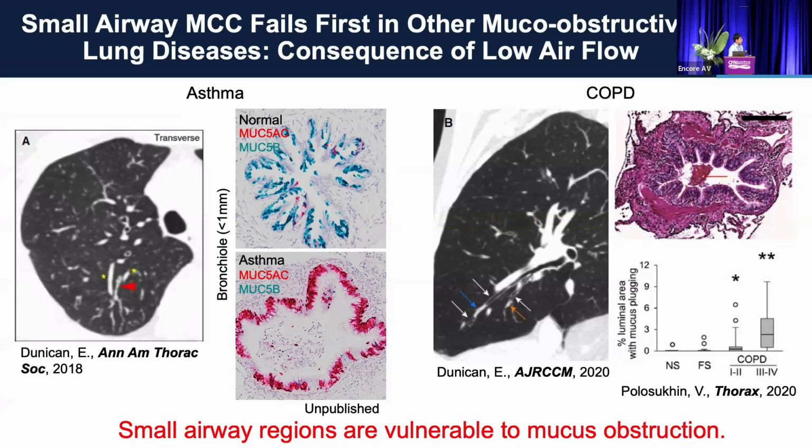So these data suggest the small airway region may be vulnerable to mucus obstruction. Part of the reason may be the lack of submucosal glands, which are very important to flush out the mucus in the large airway region. But in the small airway region, as I mentioned earlier, there is no submucosal gland, so that's a lack of a supporting system. And also airflow, for example cough clearance, is efficient only in the large airways. Those things probably contribute to small airway vulnerability to mucus obstruction.